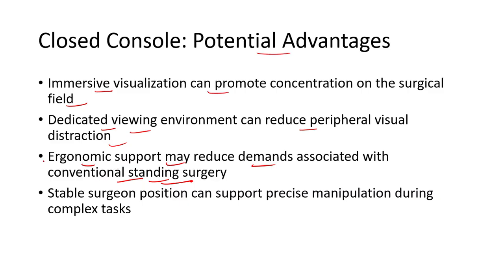Now in robotic surgery, this ergonomic control will help the surgeon to do a longer surgery with the help of the robot and this ergonomic support. A stable surgeon position can support precision, because he is sitting in the chair, putting his head into the headrest and his hands into the hand controllers. He can do precise manipulation during complex tasks when he has to do robotic surgery. So these ergonomics and the stable surgeon position will help during the surgery. Okay, so this is the potential advantage of closed console.